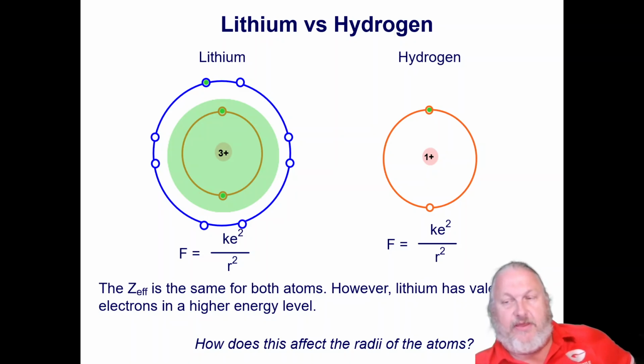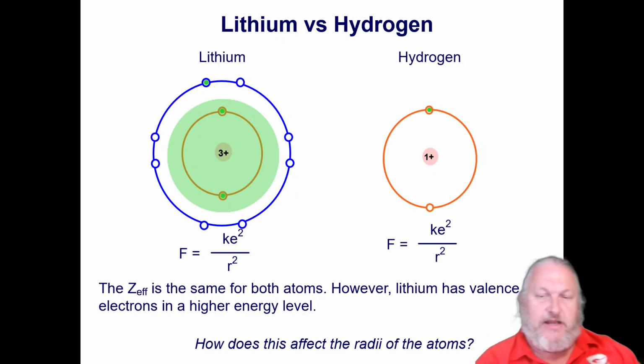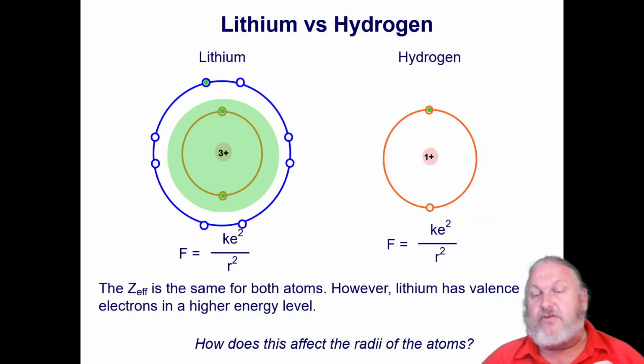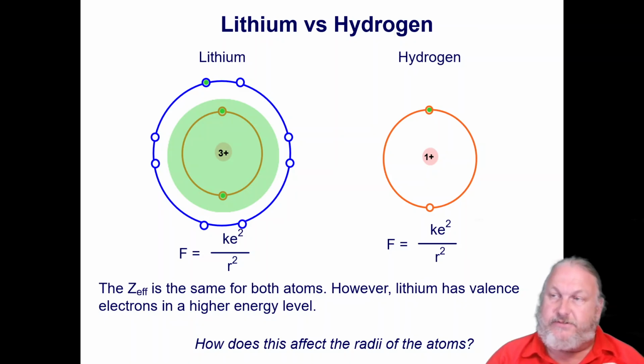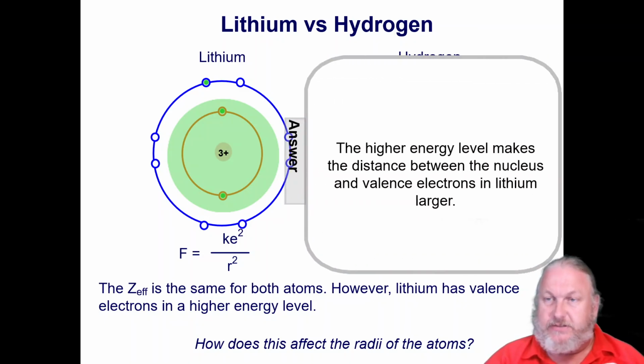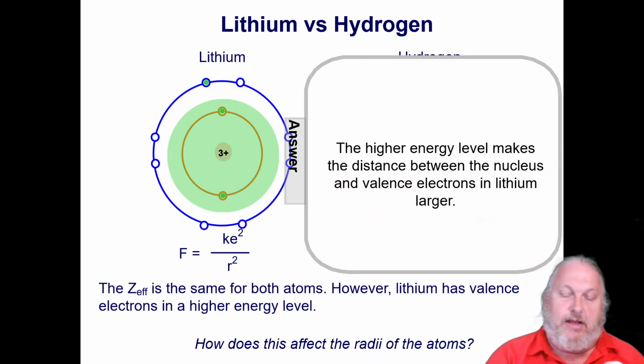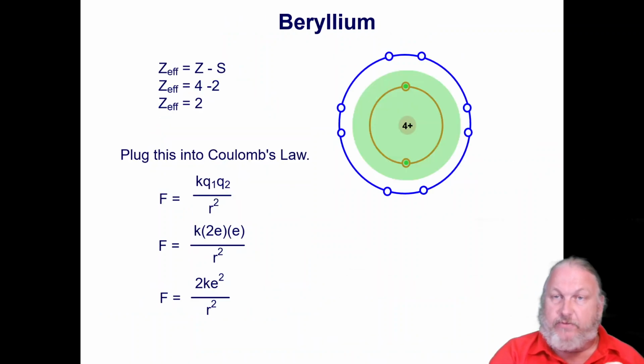However, lithium has the valence electrons in a higher energy level. So how does this affect the radii of the atoms? Well, as the distance increases, the higher energy level makes the distance between the nucleus and the valence electrons in lithium larger. So hydrogen will be a smaller atom than lithium, even though they're in the same group.